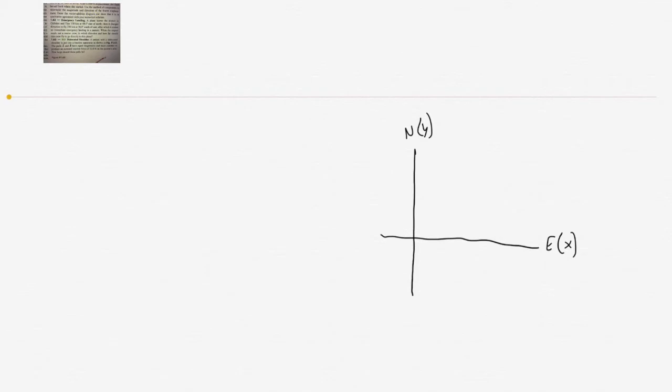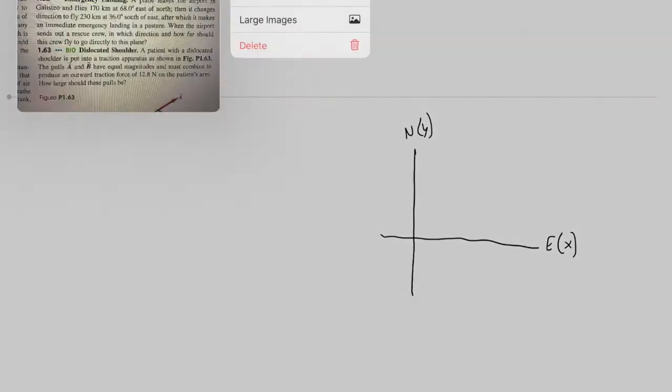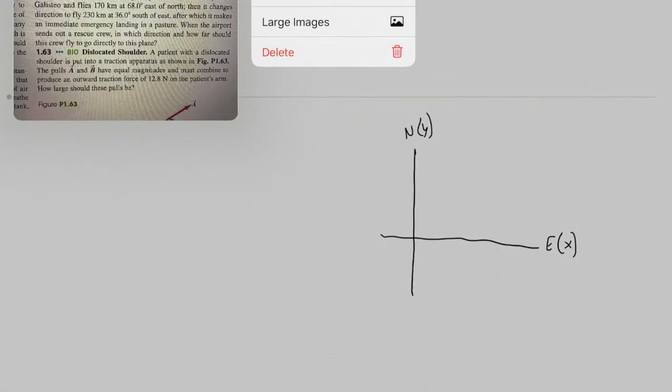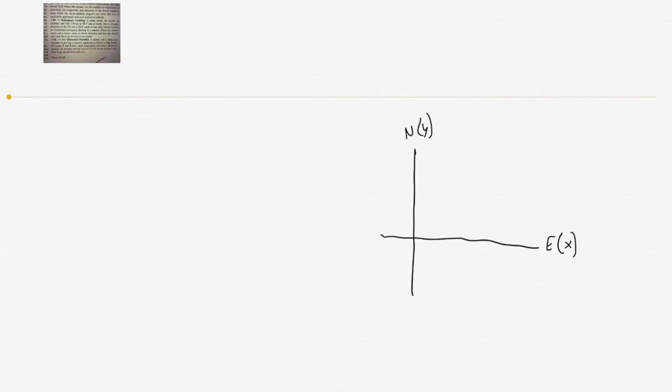What we're told in the problem is that the plane leaves the airport and flies 170 kilometers at 60 degrees east of north. So 170 kilometers at 60 degrees east of north. Looks something like, I think it was actually 68 degrees. Let's put this in a different color. Let's put this in red and trace that out. So let's call this 170 km, and this is 68 degrees.